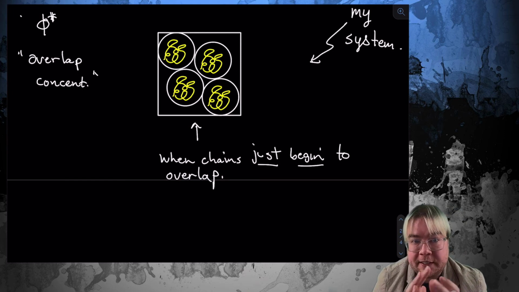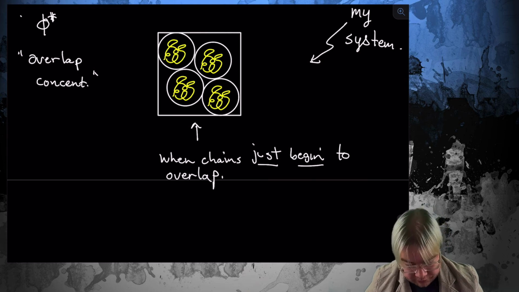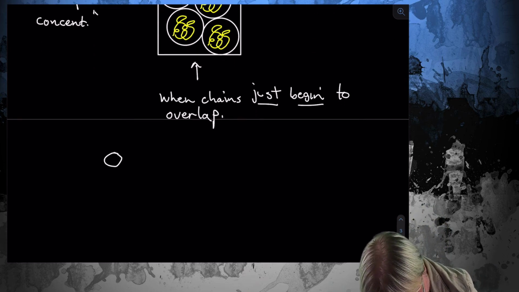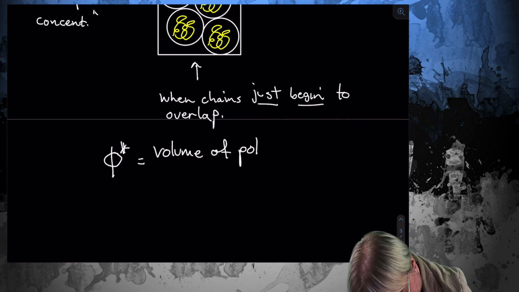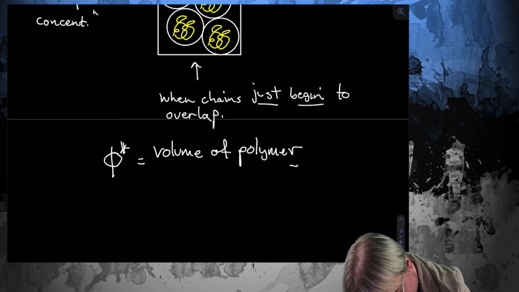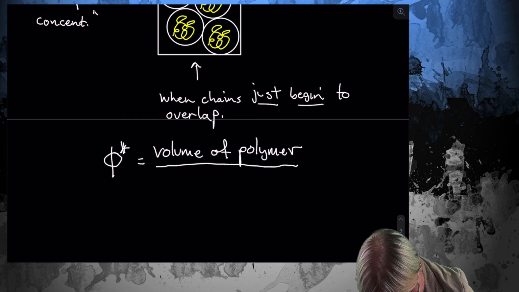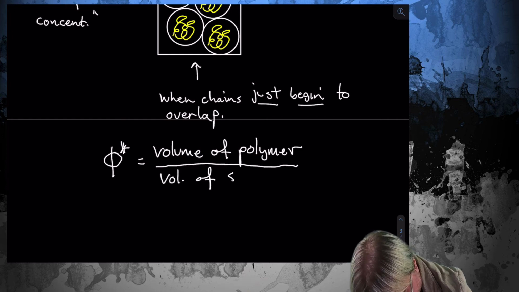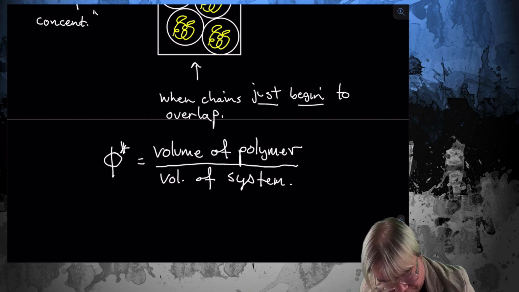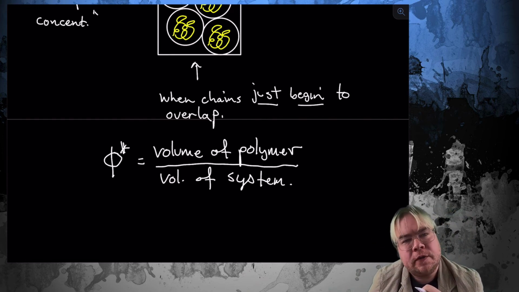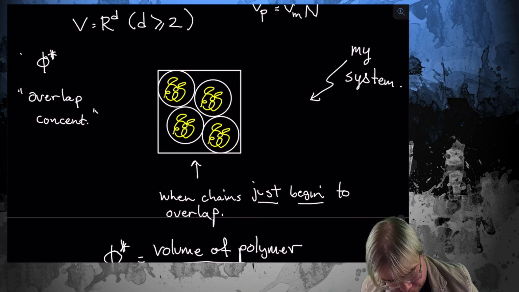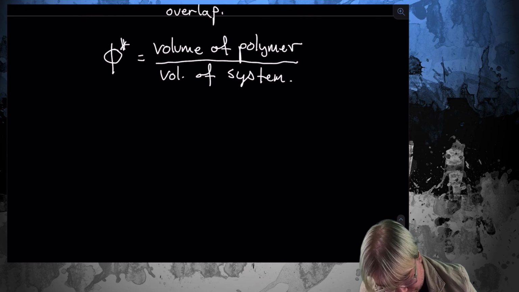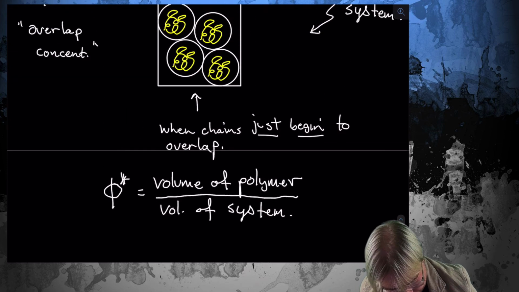So what's the volume fraction? This will be the overlap concentration. So the volume fraction, phi star, will be the volume of polymer divided by the volume of the system. And let's just do this on a single chain basis, because you see these polymer chains now have completely taken up this square. So I could describe this in terms of one polymer chain.